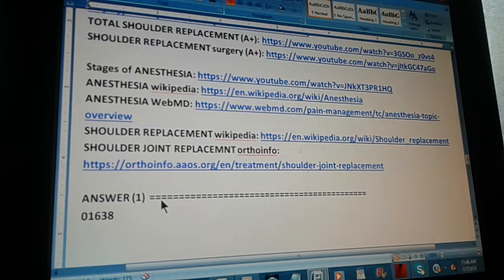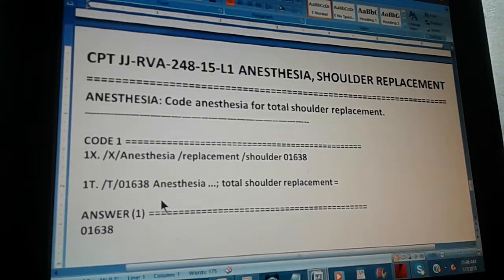Okay, 1, 2, 3. So this is the summary of the whole problem. First is our code, CPT JJ-RVA-248-15-L1, and the keywords are anesthesia and shoulder replacement. The text of the problem reads like this: this is the anesthesia part of the CPT code, and they want you to code anesthesia for total shoulder replacement.